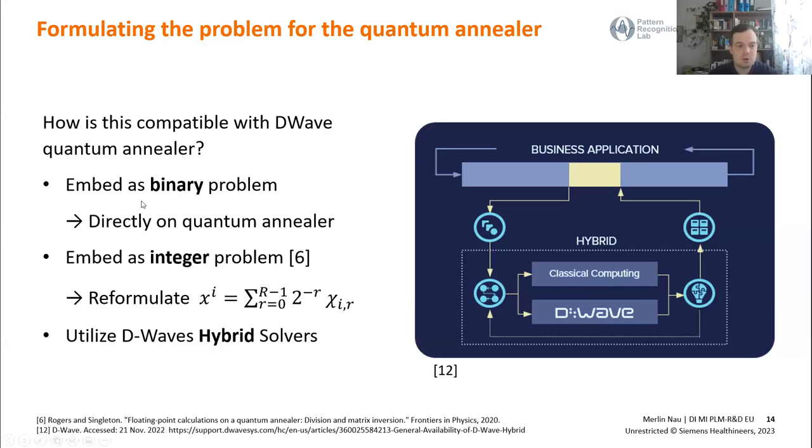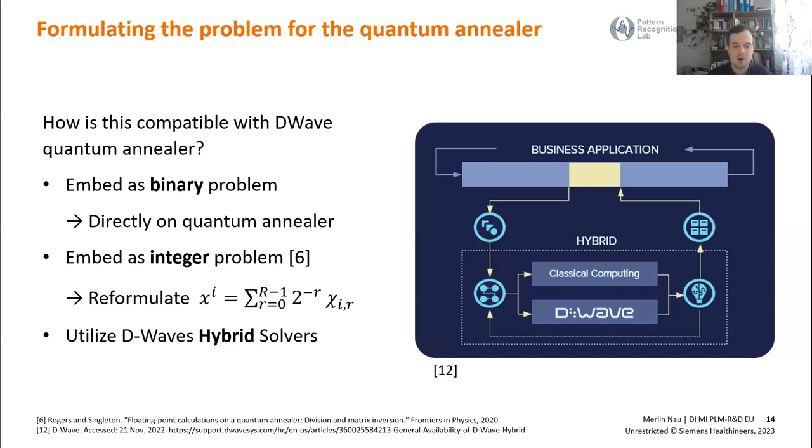Well, the first approach, as I just showed in the last slide, would be to just embed this as a binary problem, and then we can directly embed this problem and put it on the quantum annealer. We could also embed this as an integer problem. So imagine that we have our pixels, which are not just binary valued, but we could formulate this as, for example, a power series and take multiple qubits to represent one integer number, of course restricted to a specific range.